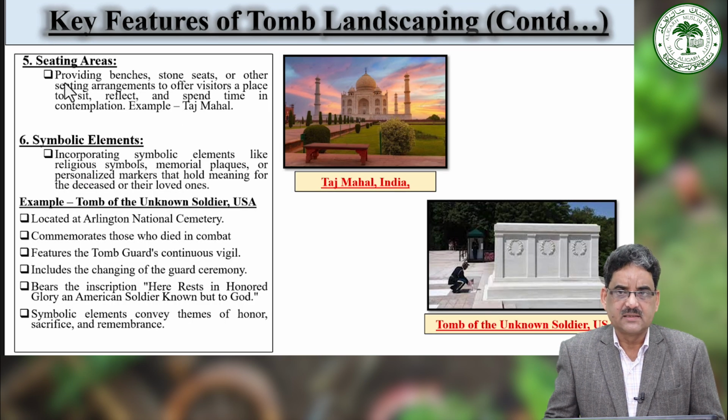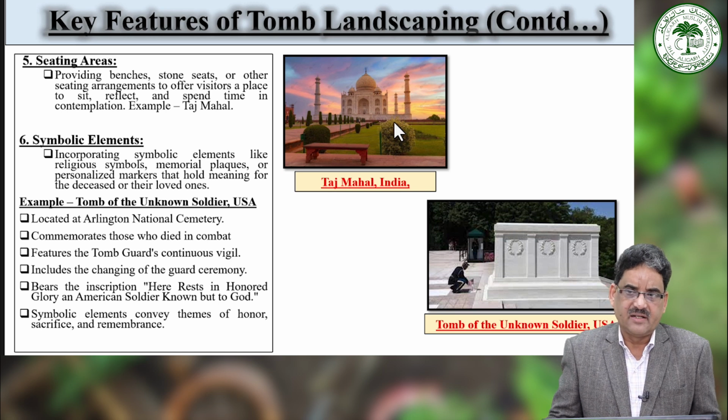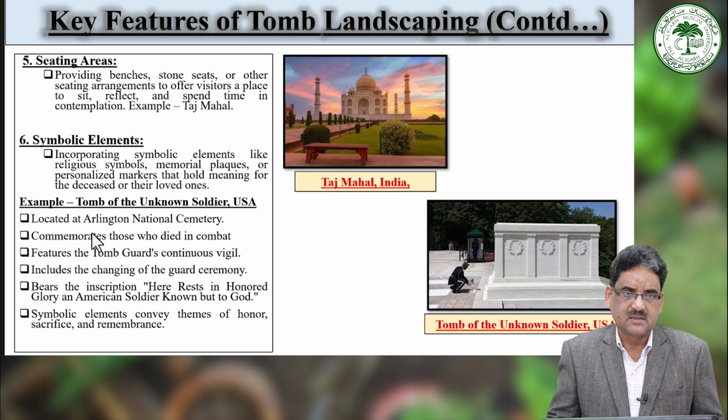The next one is the seating areas. Benches, stone seats, or other seating arrangements are provided to offer visitors a place to sit, reflect, and spend time in contemplation. An example of a tomb with seating areas or benches and symbolic elements in its landscape is the Taj Mahal in Agra, India. As we are already aware about the Taj Mahal, let's not discuss its detail.